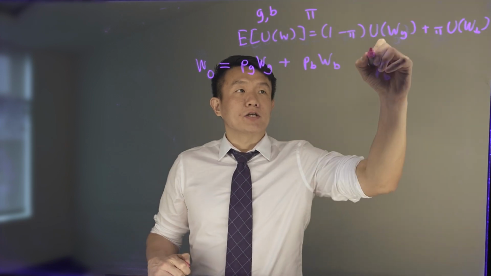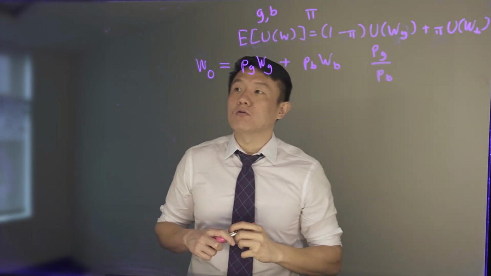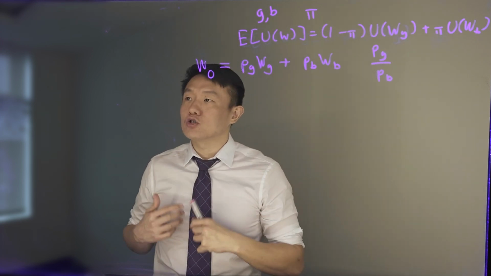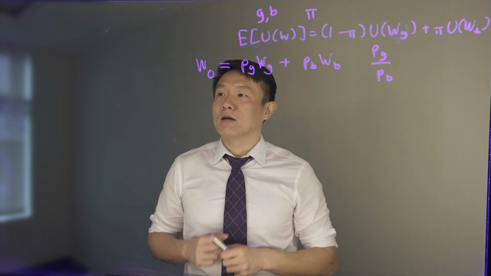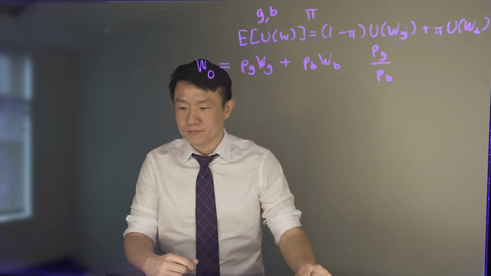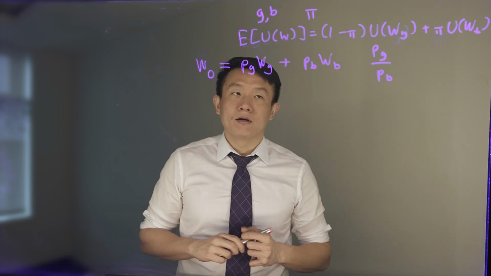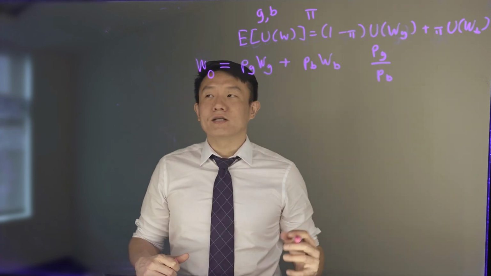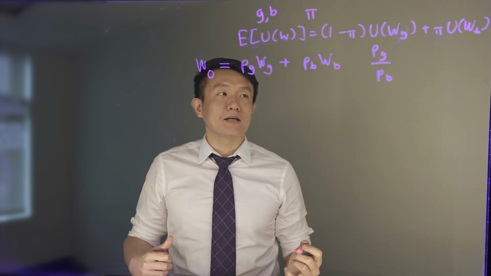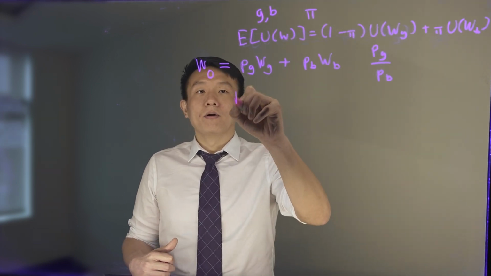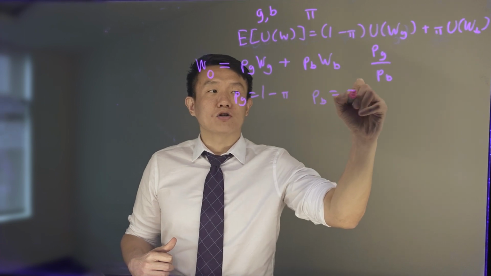The price ratio, P_G over P_B, that's going to be the rate at which I can trade wealth in one state for wealth in the other state. If the markets are well developed, then the price of each contingent claim should equal the probability of that state actually happening. So P_G should be 1 − π, and P_B should be equal to π.